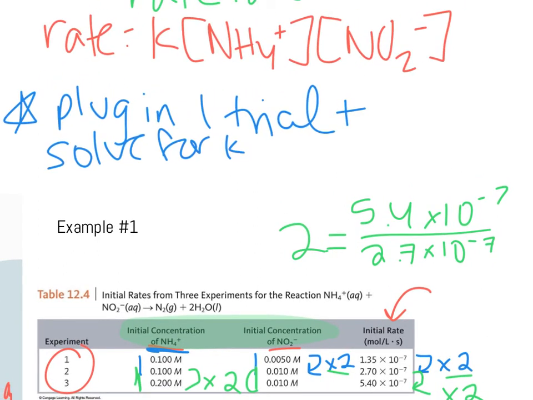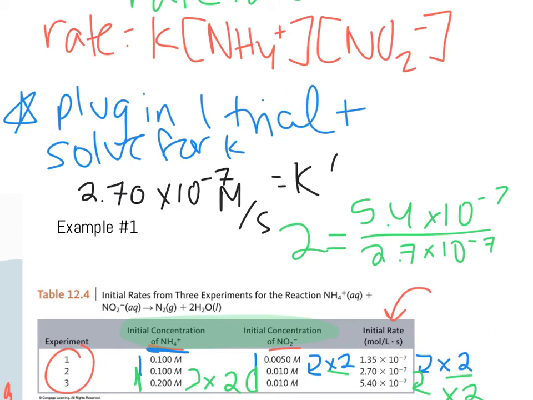So we're going to do the rate, which is 2.7 times 10 to the negative 7 molarity per second, equal to K, and then the first one is 0.1, the second one is 0.01. It does not matter which trial you pick. Then you would just solve for K, keeping in mind that these are all molarities.